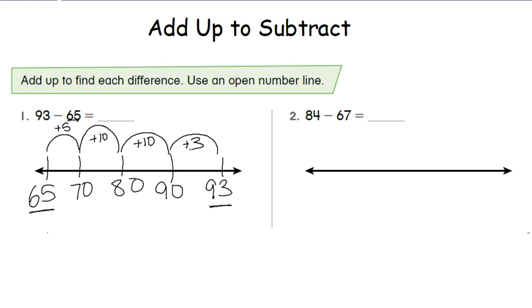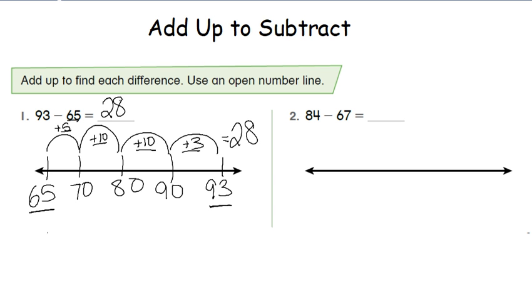To find the difference, the distance between the two, we're just going to add all those numbers up, all of our hops up. So we've got 10, 20, 25, 28. So our difference is going to be 28.